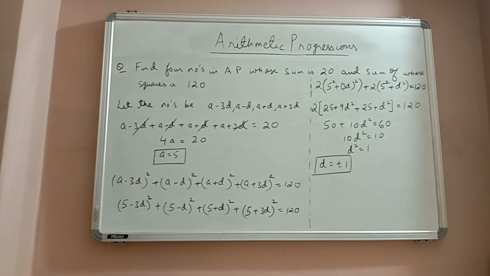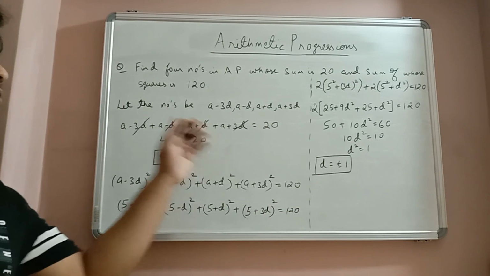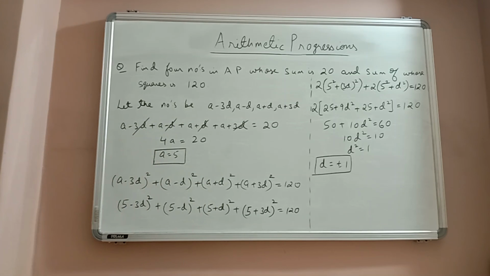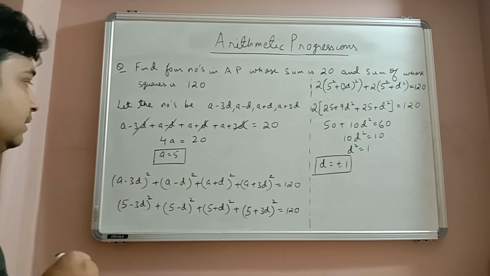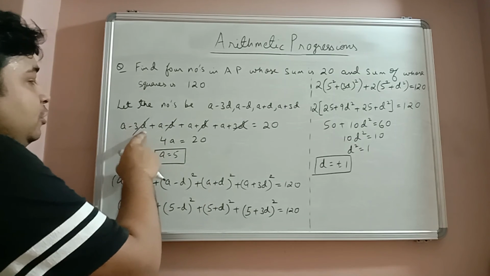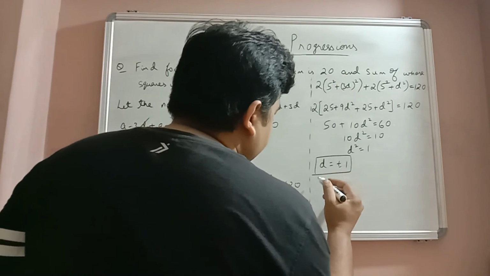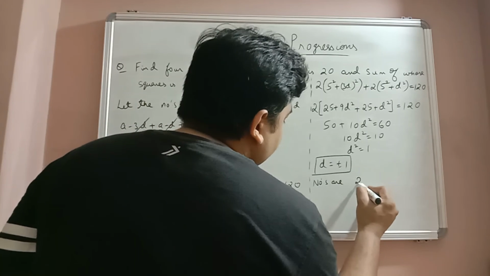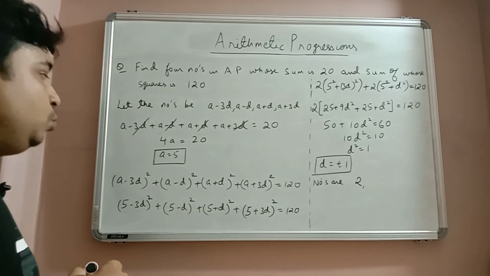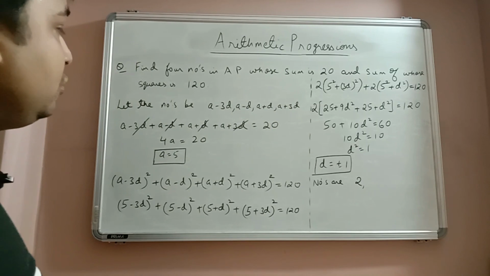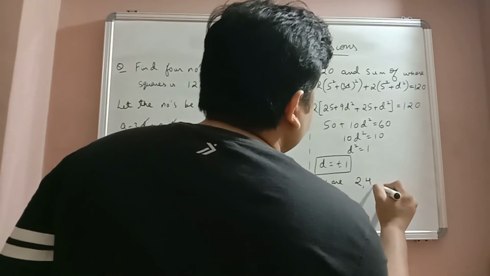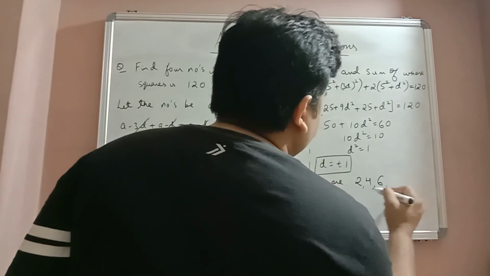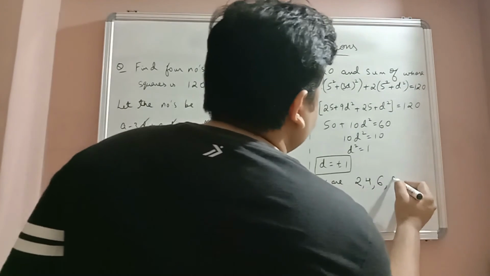Now once we get d equal to plus minus 1, again we are getting two values, so we'll have two sets of numbers. Let's find out these numbers. Let me take first d as 1. So it will be a minus 3 into 1, that is 5 minus 3, which will be 2. So numbers are 5 minus 3, 2. Then 5 minus 1, 4. 5 plus 1, 6. 5 plus 3, 8.